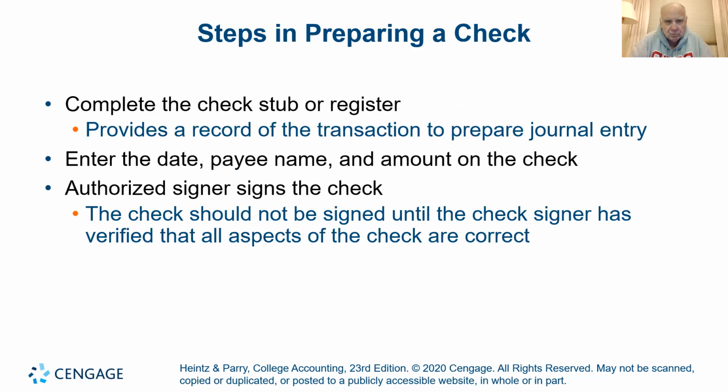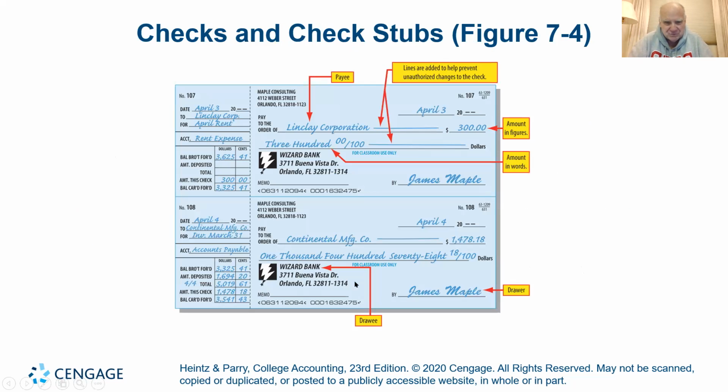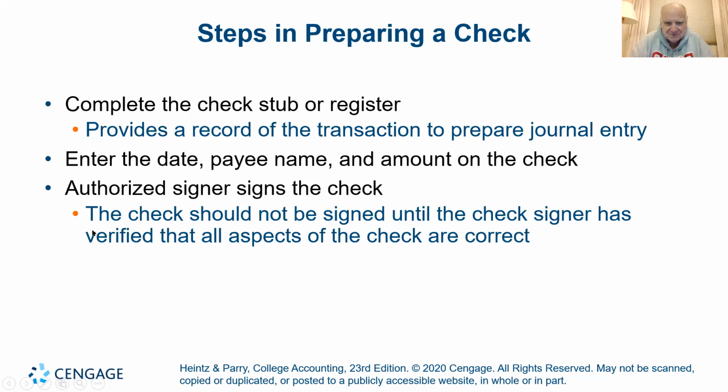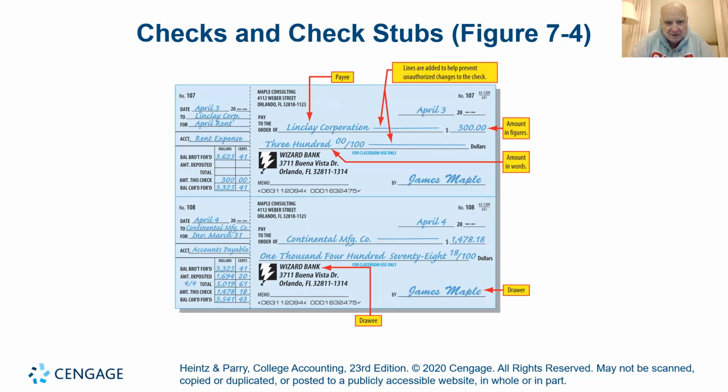Okay? You prepare a check. You're going to post it into your general ledger. And the check, they're saying here, should not be signed until the check signer has verified that all aspects of the check are correct. In other words, you work for a company and you have authority to sign checks, perhaps up to a certain limit. Before you sign the check, make sure you look at it. You know what it's all about, okay? It sounds silly, but it's very easy to get distracted and you sign something and next thing you know, you signed away money that shouldn't have been spent.